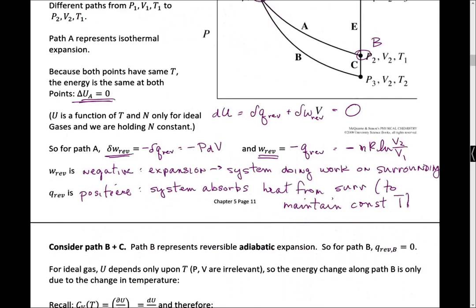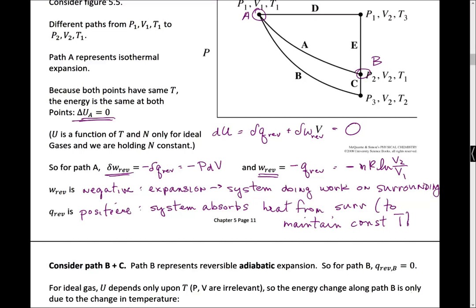All right, so now what we want to do, and this is part of the reason I gave you the other figures, I'm going to go to the next page, and we're going to be talking about paths B and C. All right? So we've discussed Q and W and delta U for path A. What we want to do is compare that with Q and W and delta U for path B plus C. Okay?